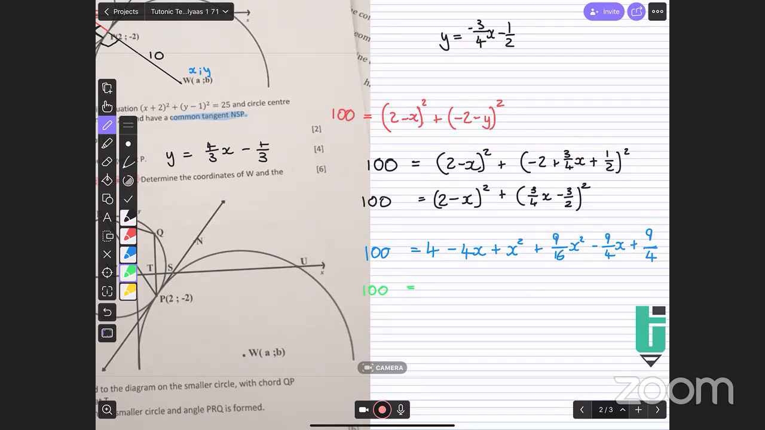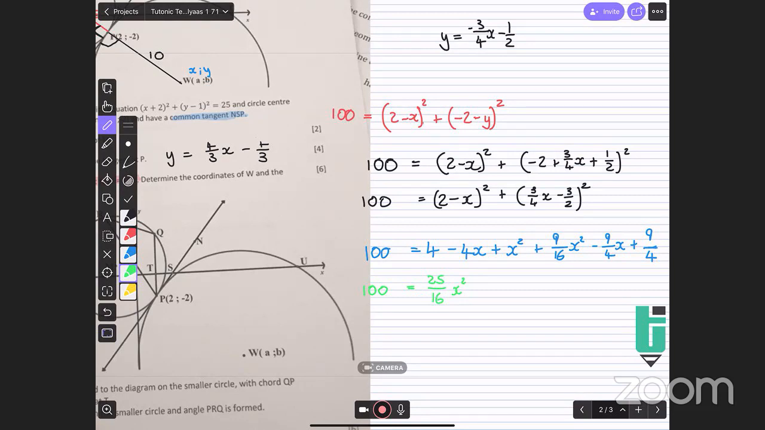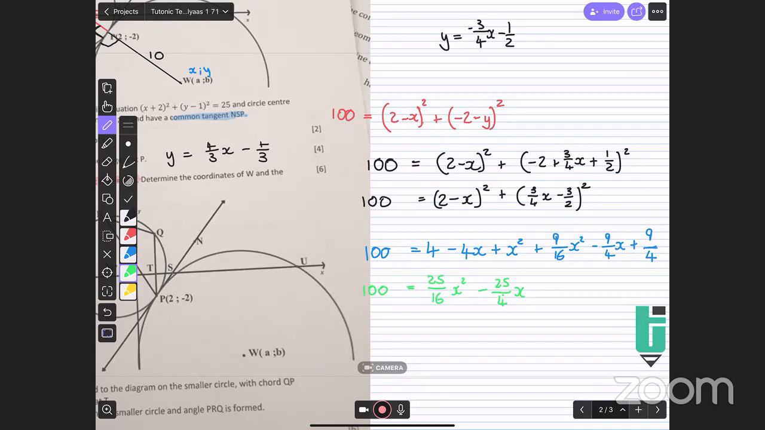25 over 16x squared, and then minus 25 over 4x, and then plus 4. Equals 100. Or do you take the 100 over? Oh, sorry. Yes, you take the 100 over. So it's going to be 4 minus 100 plus 9 over 4. And it's going to be minus 375 over 4.